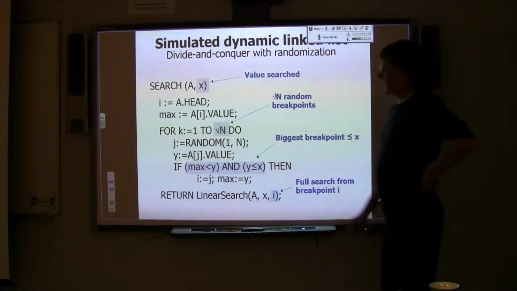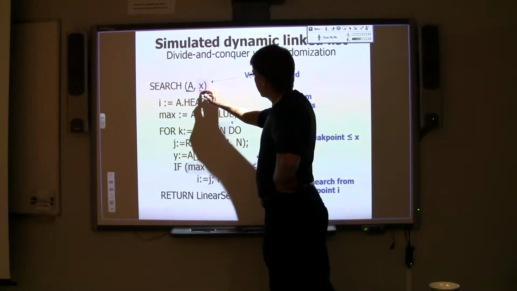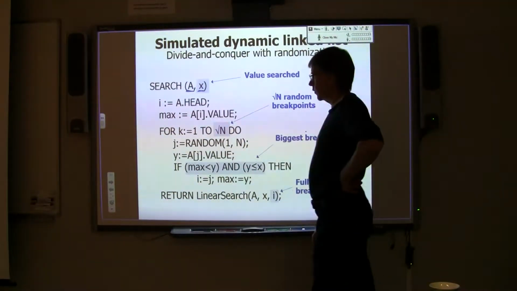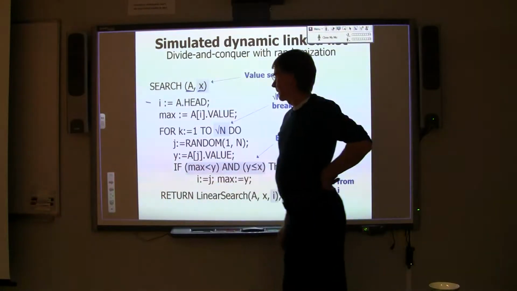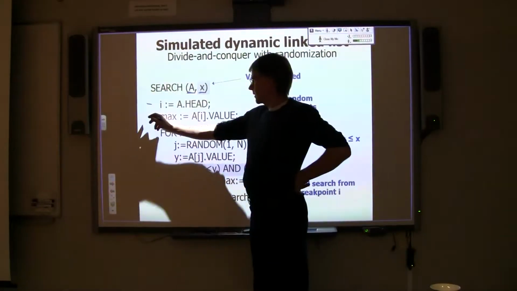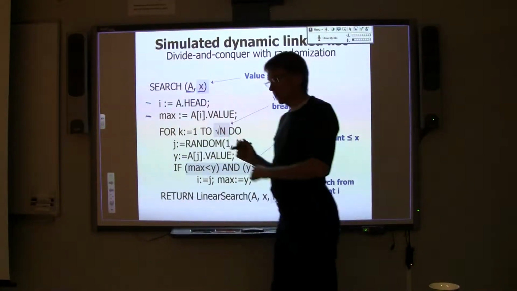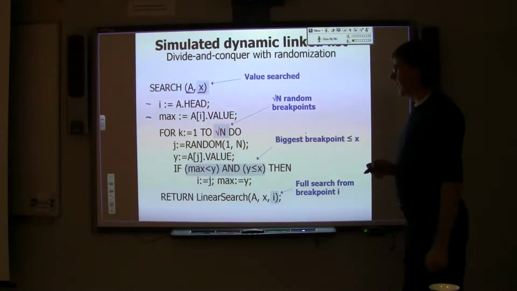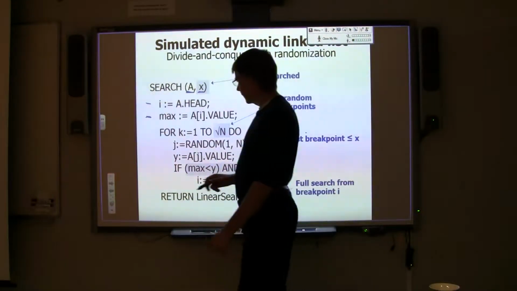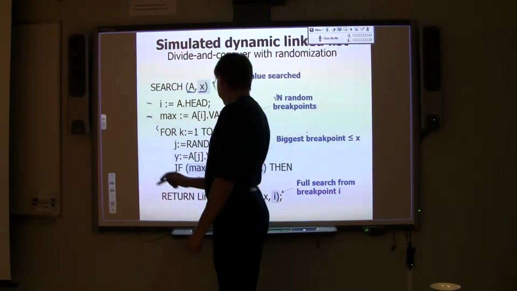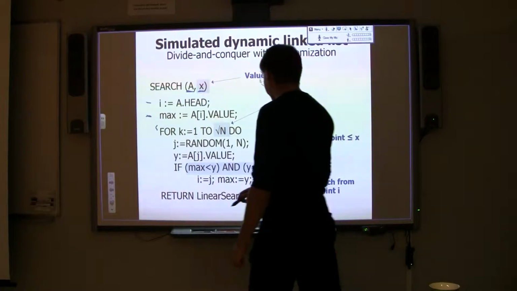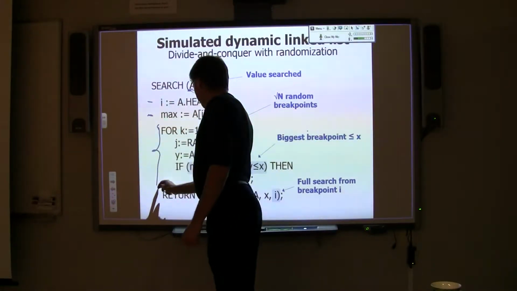So as an input I have the array and then I have the number what we are looking for. So I start with the head and then I initialize that the maximum what I'm looking for is the first one in the list. So I have to have something. And then I start to repeat. So now in this loop I will find the maximum.